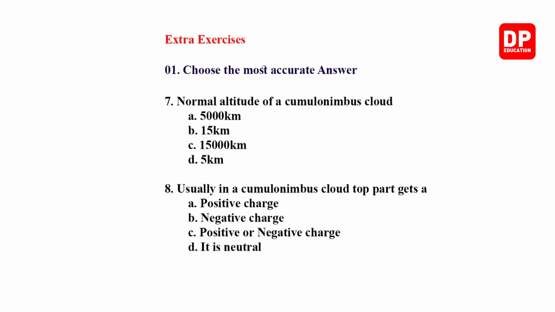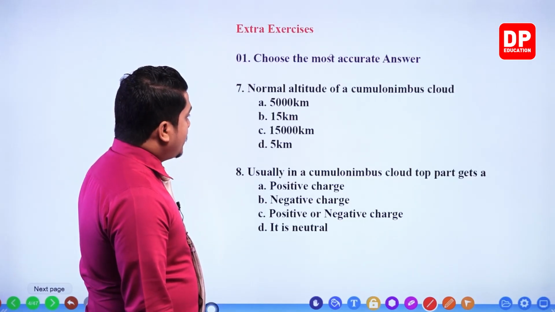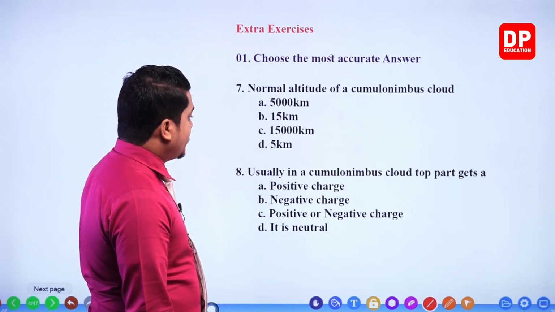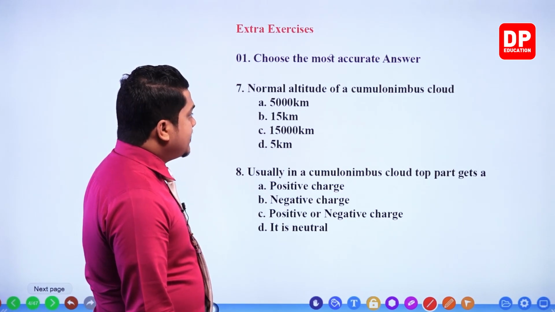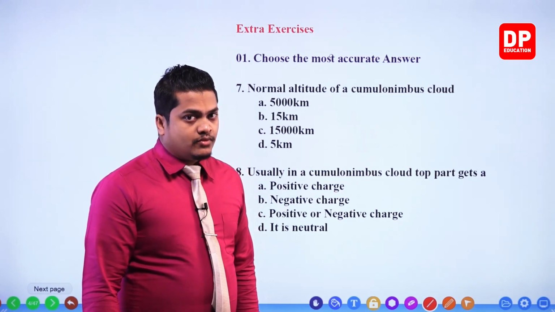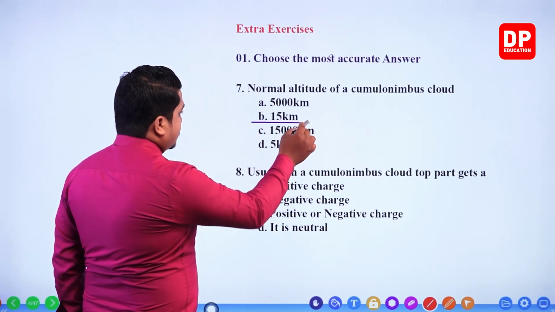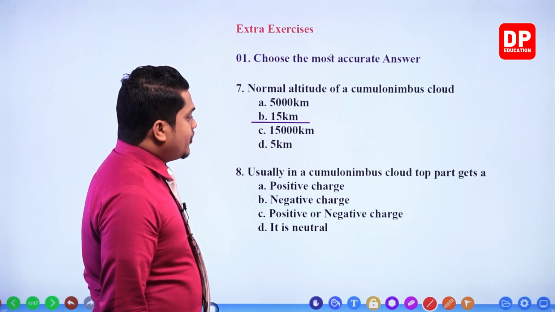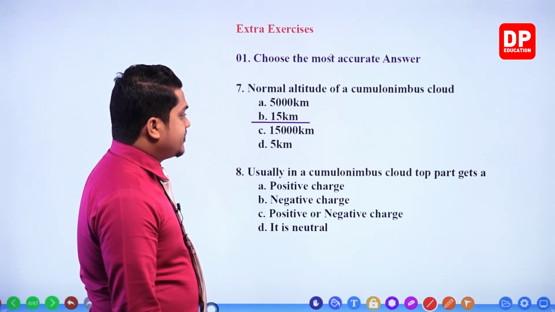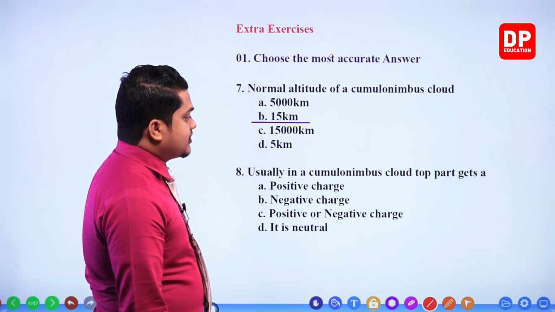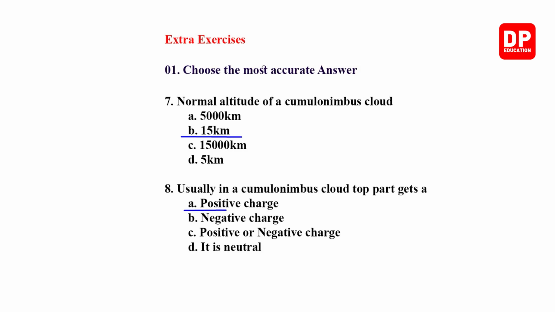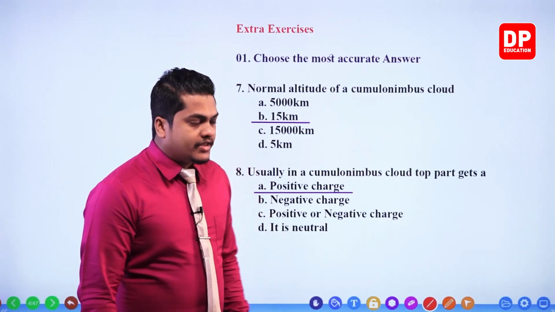Next one. Normal altitude of a cumulonimbus cloud: 5,000 kilometers, 15 kilometers, 15,000 kilometers, 5 kilometers. It is nearly at a range of 15,000 meters, which means 15 kilometers. Next one. Usually in a cumulonimbus cloud, my dear children, the top part gets a positive charge. Positive charge. Right, next question, my dear children.